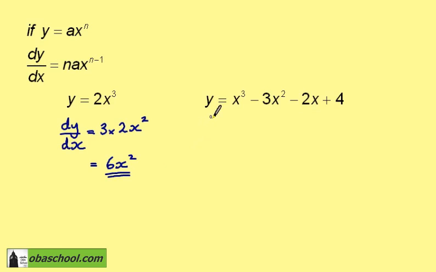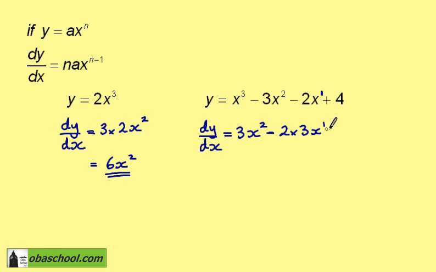When we have an expression like this, we just differentiate each term in turn. So for the x cubed, the 3 drops down in front, and the power is reduced by 1. For the minus 3x squared, we've got the minus, the power of 2 drops down in front, and multiplies 3x with the power reduced by 1.